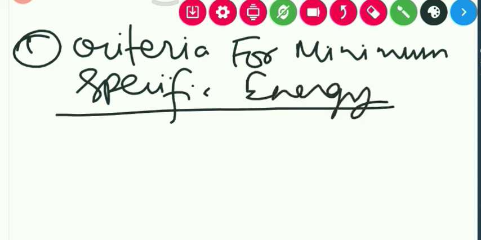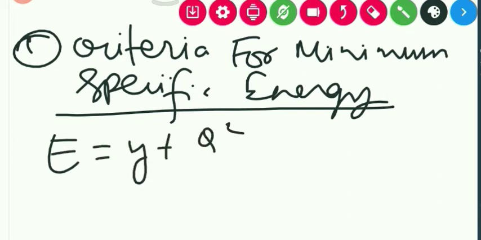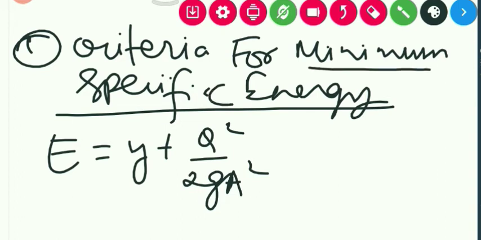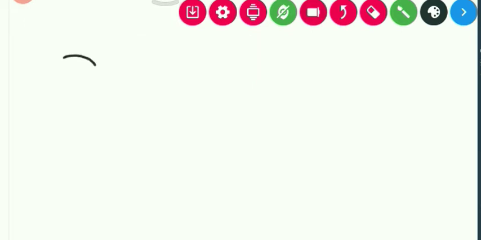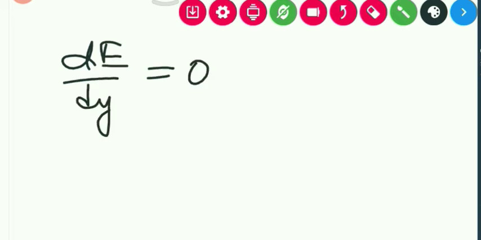What is the criteria for minimum specific energy? We have E equal to y plus Q square by 2g A square. So we have to determine the criteria for minimum specific energy. Discharge can be assumed to be constant. So if discharge is constant, then dE by dy should be equal to 0 for minimum specific energy.